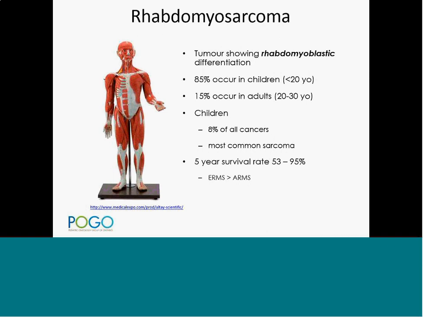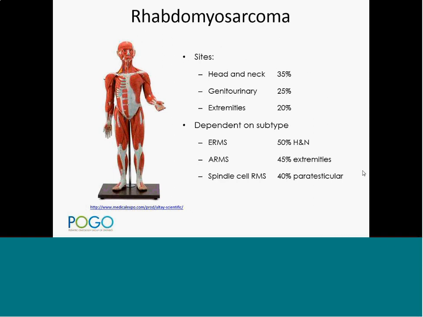In children, if we focus on the pediatric group, rhabdomyosarcoma comprises around 8% of all cancers, the most common sarcoma, and its 5-year survival rate varies from over 50% to close to 5%. And embryonal rhabdomyosarcoma tends to have a better prognosis than the alveolar rhabdomyosarcoma.